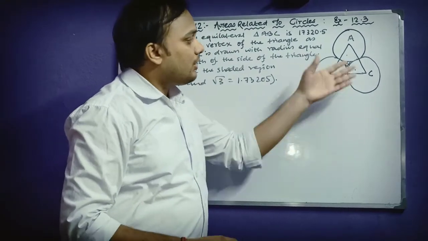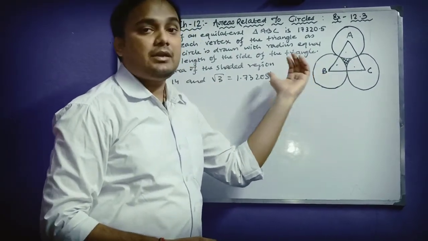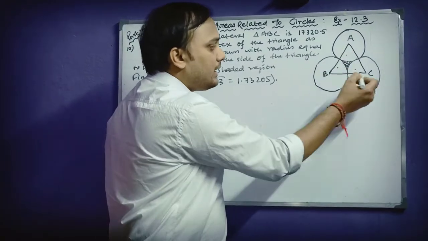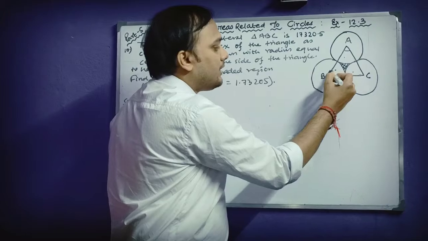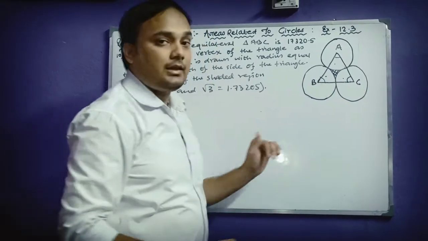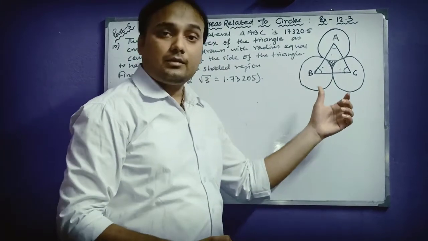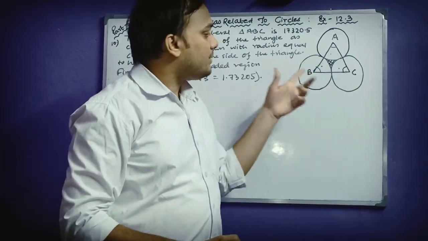Okay, because the area of the sector is mainly dependent upon the central angle and the radius here, and as it is an equilateral triangle, all the central angles will be 60 degrees here. Angle A, angle B and angle C are all 60 degrees here, and the remaining is the radius. Radius will also be equal.